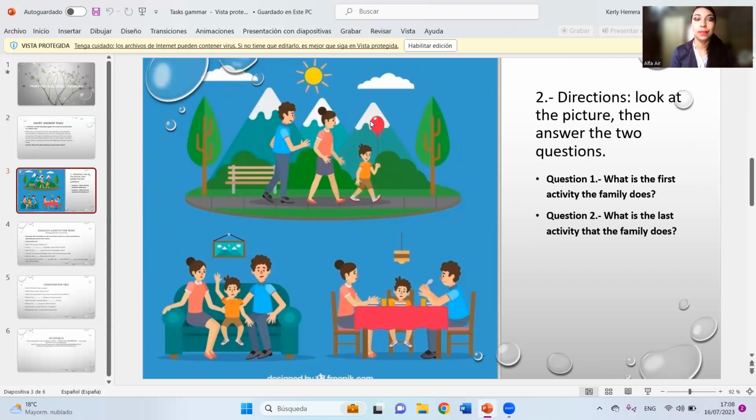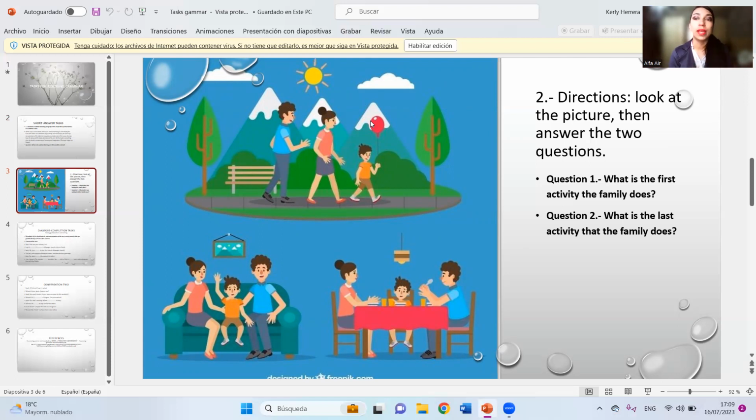Slide 2. Okay, in this second question, the student has a special image about the activities of a family, and based on this image I have put two questions. A student has to answer these questions considering the correct tense, in this case the simple present. For example, in the first question, they take a walk in the park.